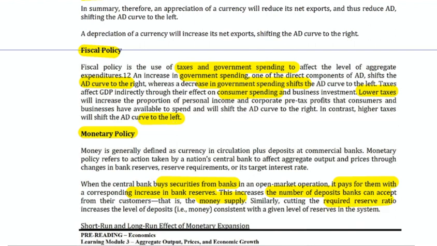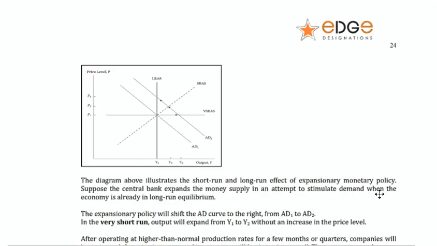Same thing when they cut the required reserve ratio, they say less money is needed to be held on reserve. That'll increase the level of deposits. And we see that over there, top of page 24. The diagram here shows us the short run and long run effect of expansionary monetary policy.